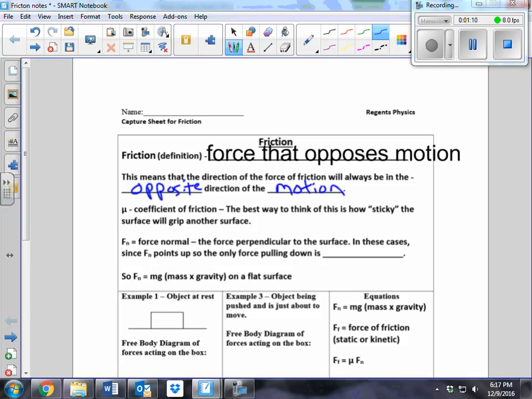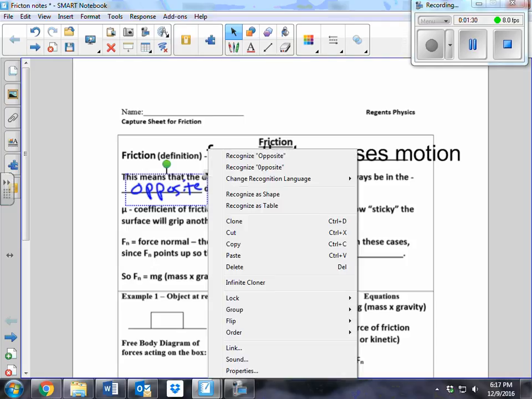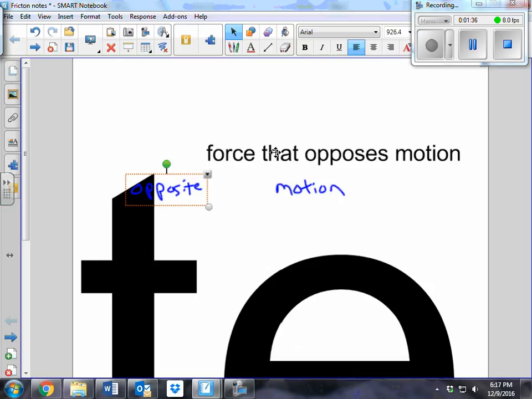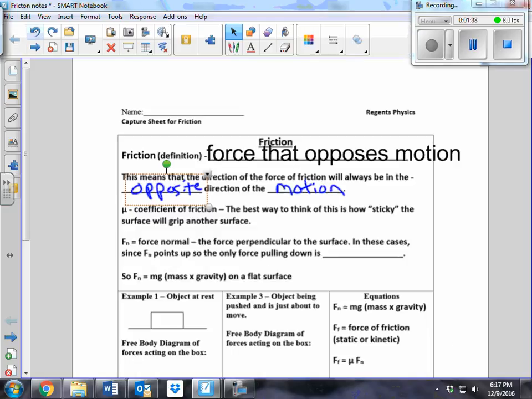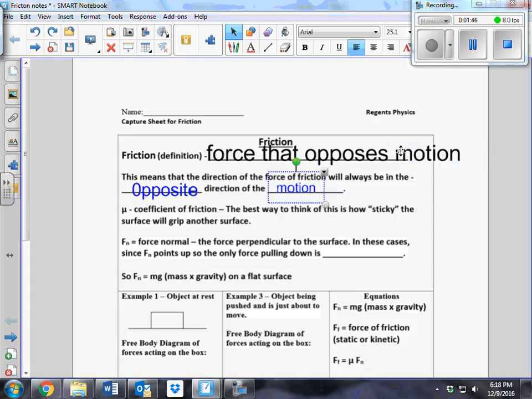As much as I've yelled at you about motion before, here we have to say motion, because if an object is sliding down a ramp, the friction direction would be up the ramp, right? If I'm falling straight down through the air, friction would be the opposite direction, which would be going up. You can use the word motion here because the friction is going to be in the opposite direction of the motion of the object.